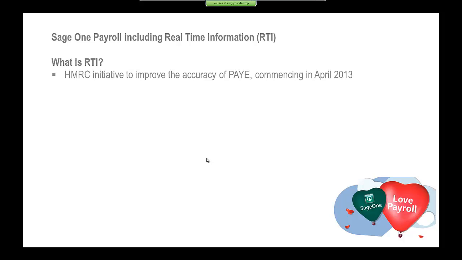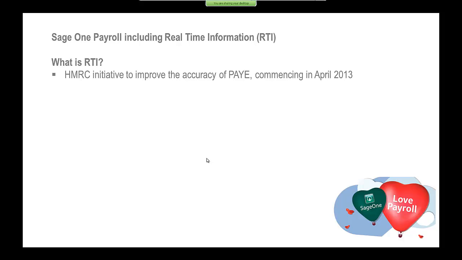Now we'll have a look at Sage One Payroll in some more detail. We'll start with an overview of real-time information, or RTI for short. RTI is only 2 months away, and a lot of small businesses won't even realise it before it's too late. So tell clients to keep an eye on their post. They should be expecting an imminent communication in February directly from HMRC to let them know about RTI and how to operate it within their own business.